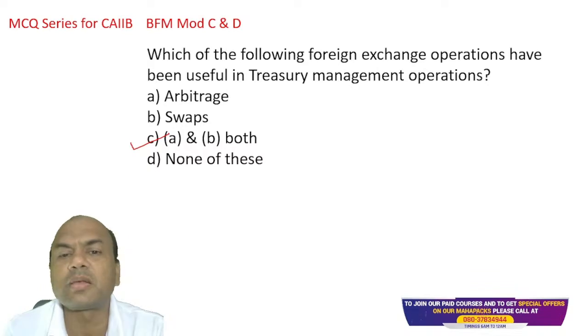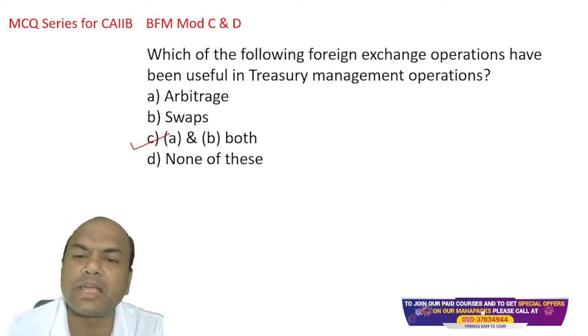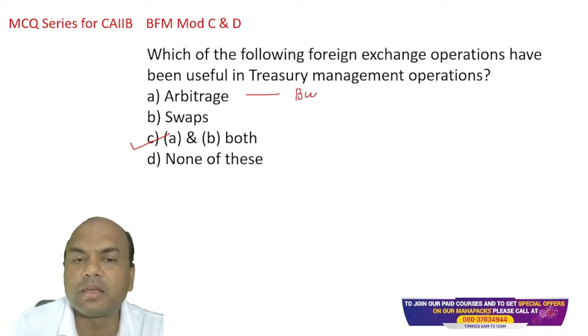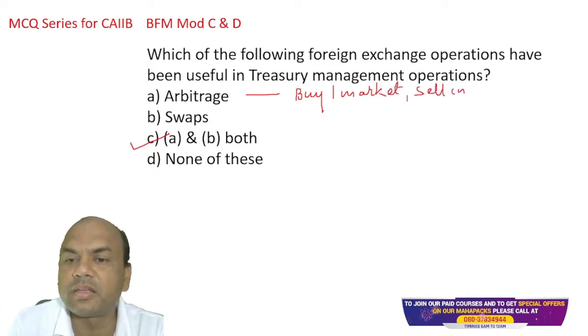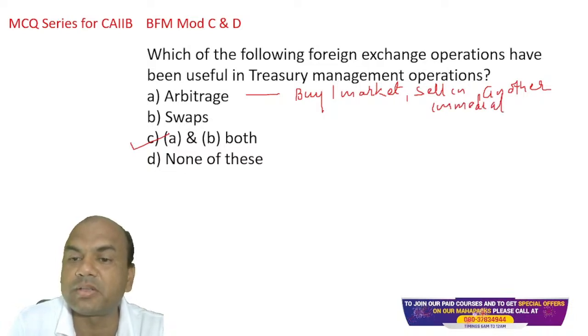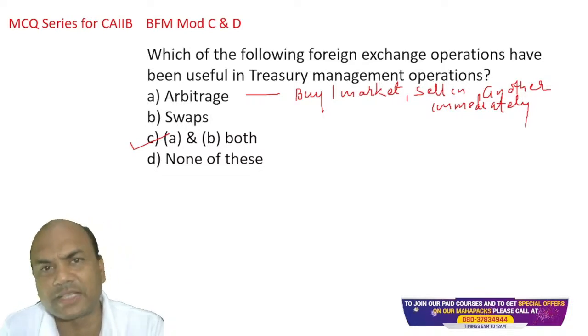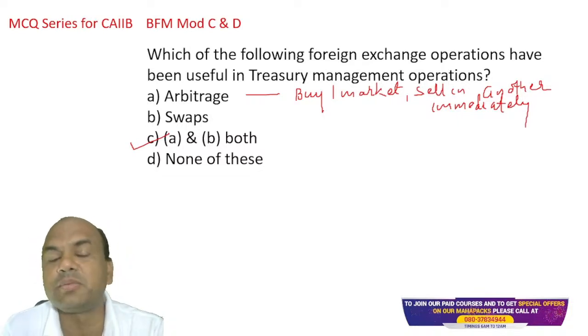What is arbitrage? Arbitrage is basically buying in one market and selling in another, immediately. The very important term is immediately, because everyone does the same thing: buy somewhere and sell somewhere. That's business. But immediately is the important part.